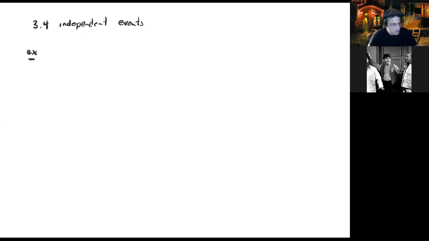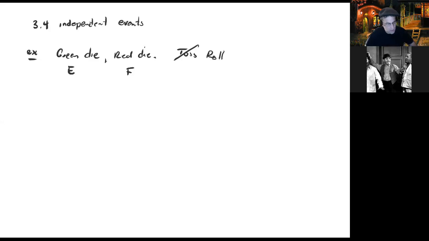Okay, so we have a green die and we have a red die. And the only reason why they have two different colors is so we can identify the difference between them. And they're fair dice, we toss. Okay, so E is what you read off of the green die and F is what you read off of the red die. Actually, one never says toss, one says roll the dice. Okay, so what's the probability that E equals 2 and F equals 4?